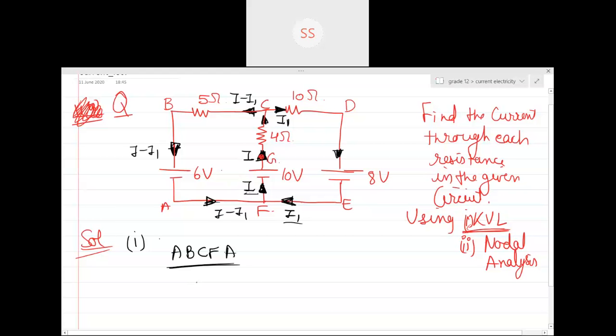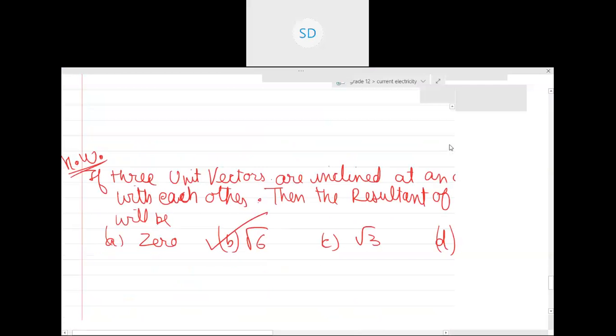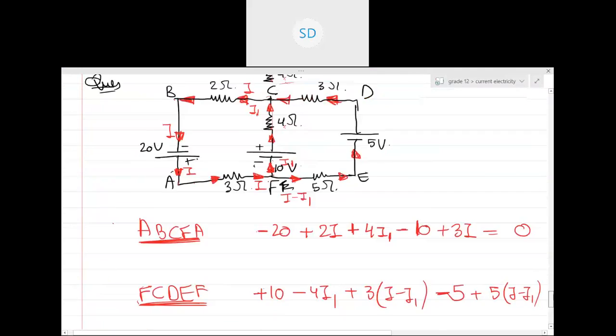Let's start walking from A to B. When you start walking from A to B, plus or minus. Guys, do you need a revision of Kirchhoff's KVL? Let me revise it once, because I want the answers to be perfect.